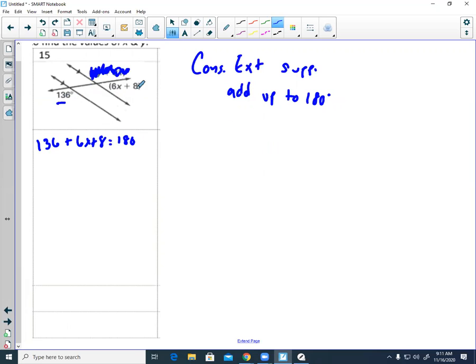This angle and this angle will add up to 180 degrees. So I got that angle and that angle adding up to 180 degrees. I'm going to combine my like terms. 136 and 8 gives me 144. So I'm going to get 6x plus 144 is equal to 180. I'm going to solve for x by subtracting 144. So I'm going to get 6x equals 36. Divide by 6, divide by 6, and I'm going to get x equals 6.